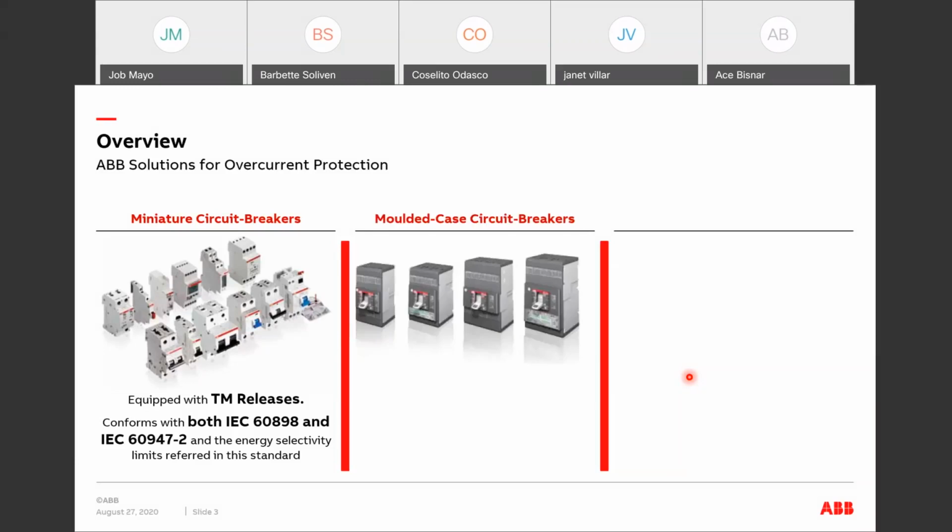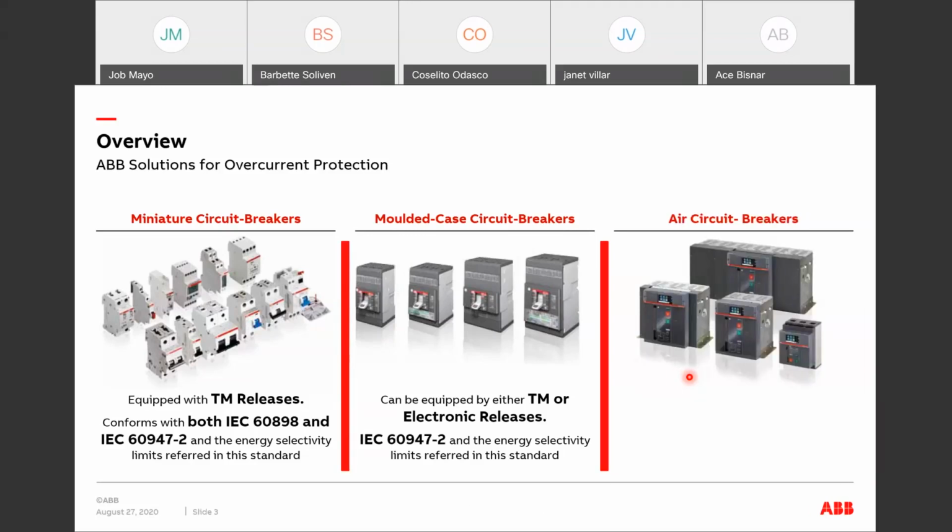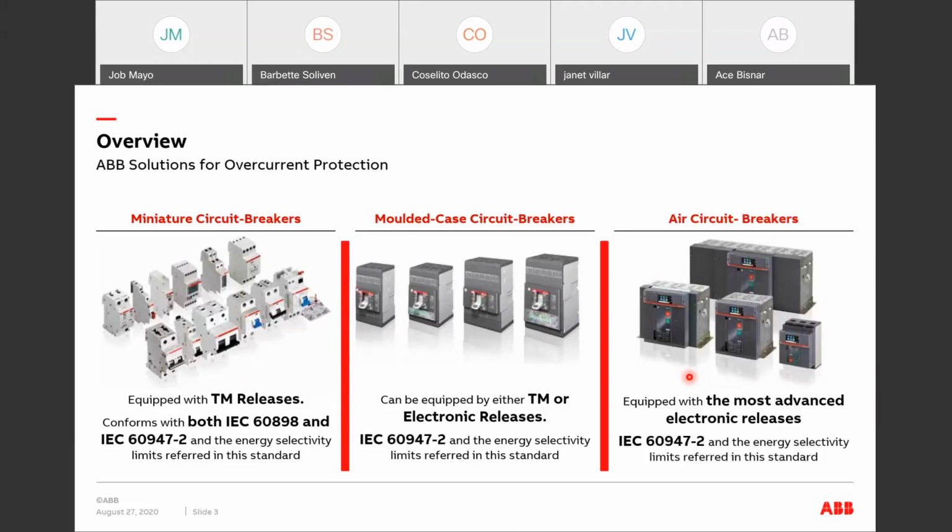Another solution would be for the sub-distribution panel boards, where we usually use the molded case circuit breakers. These can be equipped with a thermal magnetic release or an electronic release for LSIG or communication interfacing. This is compliant with IEC 60947-2. And lastly are the air circuit breakers or the power breakers, which are equipped with the most advanced electronic releases and are also compliant with IEC 60947-2.